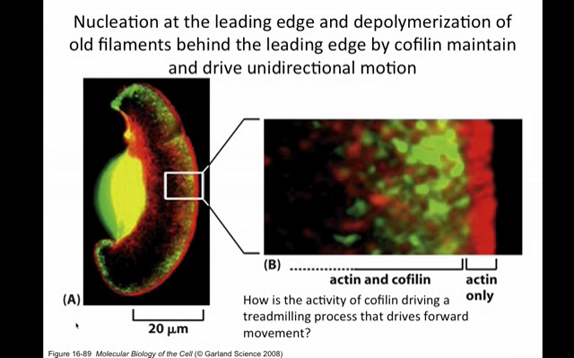So I have this question here, and we're discussing it now, but when you're studying, I want you to be thinking about this. How is the activity of cofilin driving the treadmilling process that drives the forward movement? We've just talked about it, but just for the sake of people who don't understand everything as well, so you understand what treadmilling is, right? Who wants to tell me what treadmilling is?